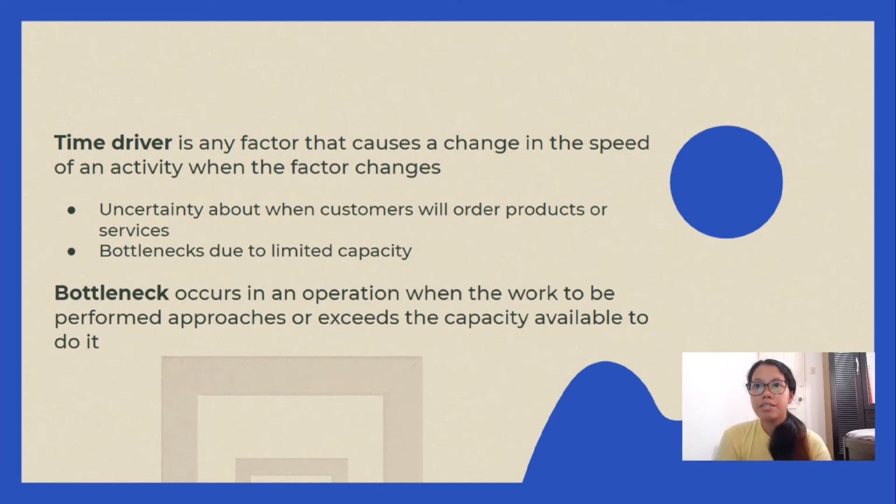A time driver is any factor that causes a change in the speed of an activity when the factor changes. There are 2 time drivers: uncertainty about when customers will order products or services, and bottlenecks due to limited capacity. A bottleneck occurs in an operation when the work to be performed approaches or exceeds the capacity available to do it. For example, a bottleneck results and causes delays when products that must be processed at a particular machine arrive while the machine is being used to process other products.